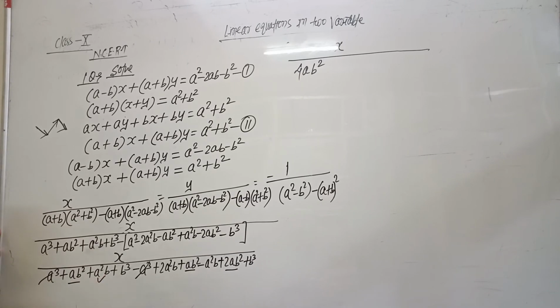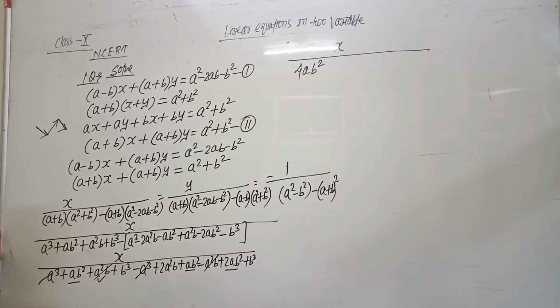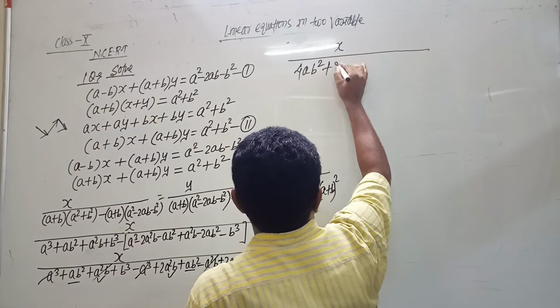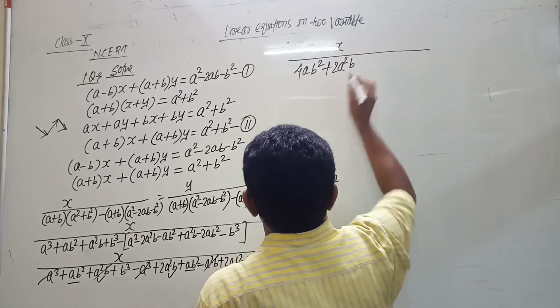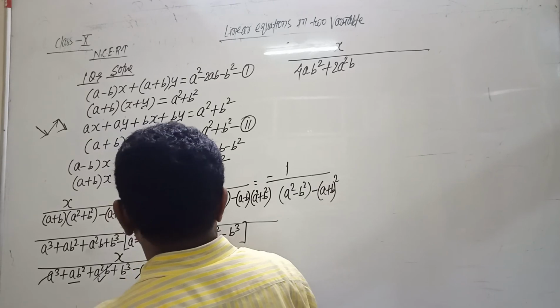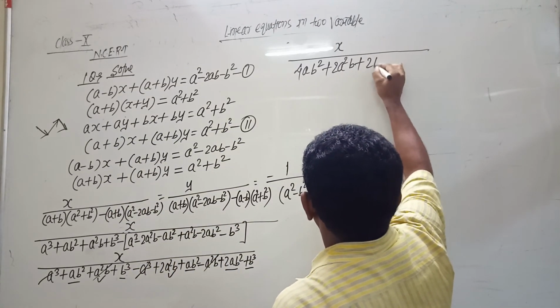Now a square b and minus a square b, it gets cancelled. Then b cube and then it gives plus 2a square b plus 2a square b, 2a square b, then b cube and plus b cube. It gives 2 times of b cube.